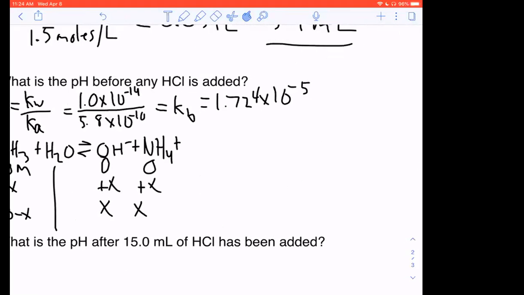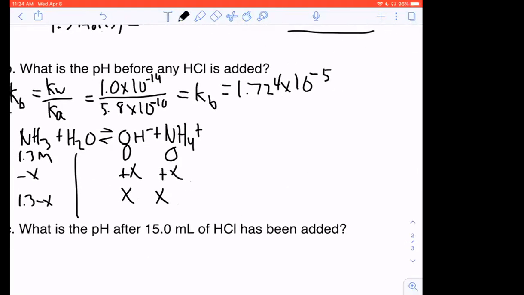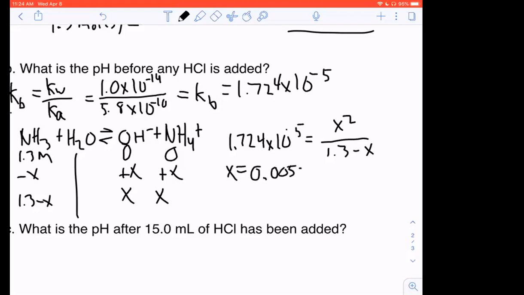Looking at what you have then, we have the Kb, which is this value here. So we have 1.724 times 10 to the minus 5 equals x squared over 1.3 minus x. And what you're going to solve for here is, when your solver runs, this equals 0.00509, which equals the concentration of OH minus.